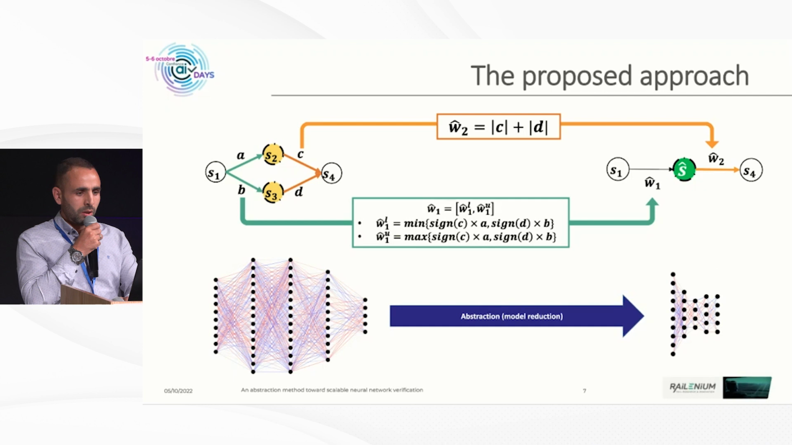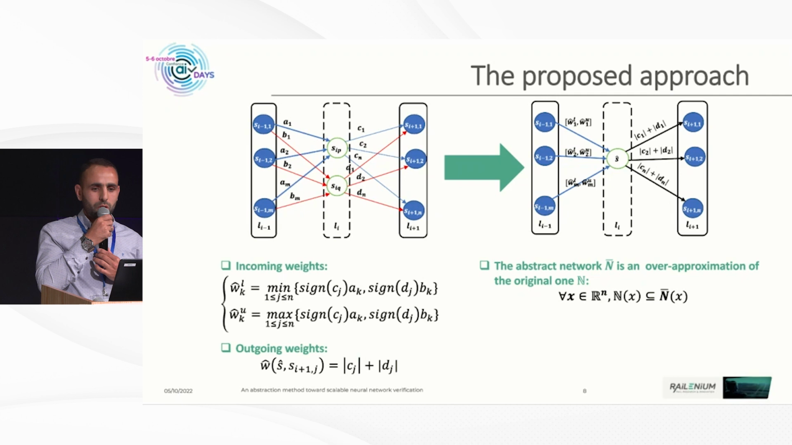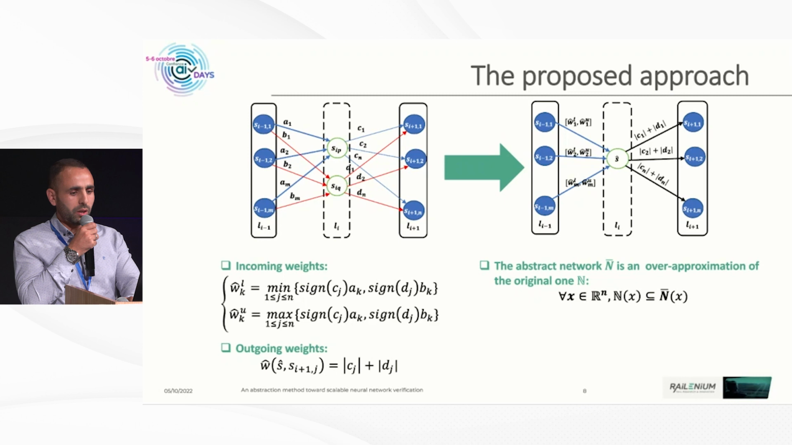To do so, for example, if we want to merge two nodes, we have to calculate the new weights of the abstract node. I will not talk about the formula. You can see them in the poster there. What is important here is that we have an over-approximation of the original model, which means that for whatever x in the input domain, the original model's output is always included in our abstract model.